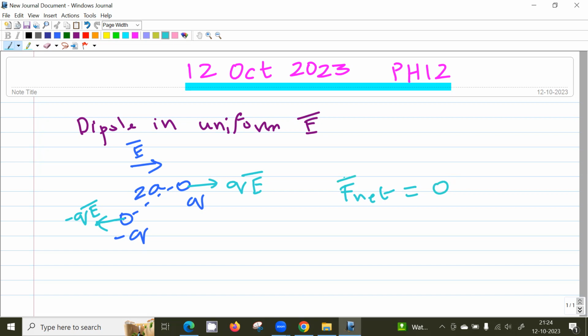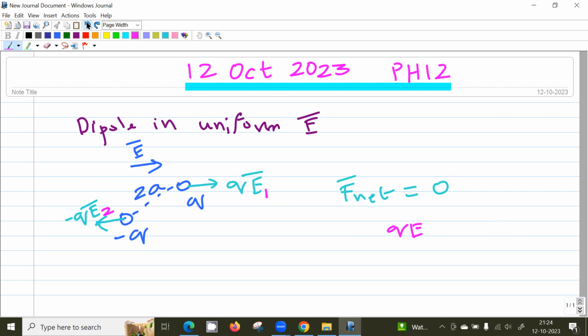Force is a vector. In a non-uniform field, the electric field could be different: on the plus q it will be E1, and on the minus q it will be E2. Then the net force will be qE1 minus qE2. If it is non-uniform electric field, that means electric field is changing from point to point in space, so the net force is not equal to 0. But E1 equal to E2 means the net force will be 0. That's the case of uniform electric field.